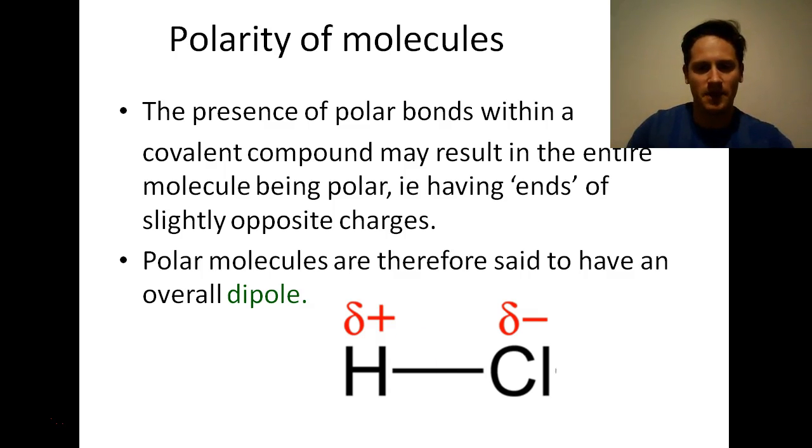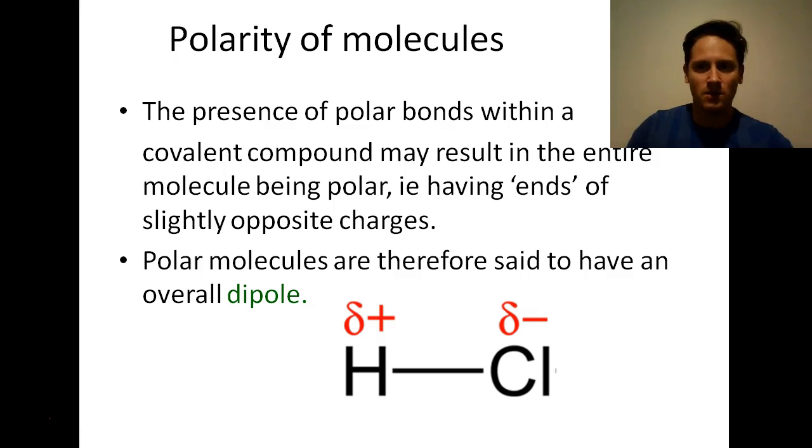Now this is the example that we looked at in the last video to do with polar bonds. So HCl, we have a polar covalent bond, so an uneven sharing of electrons. Polar bonds are greedy. Chlorine has the greater electronegativity, so the shared electrons are going to be shifted slightly towards the chlorine, giving a slight negative charge. So that's the delta minus and the delta plus on the hydrogen. So that's a polar bond, okay?